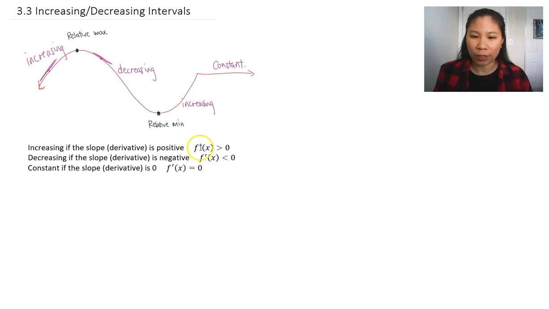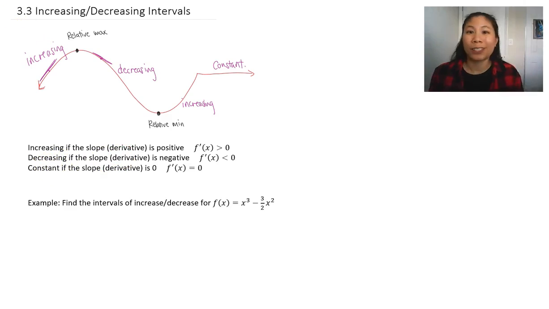If we end up with a slope that's positive, or greater than 0, then it will be considered increasing. If it's negative, or less than 0, then it would be decreasing. If it is 0, then it's just constant. So let's do a quick example.